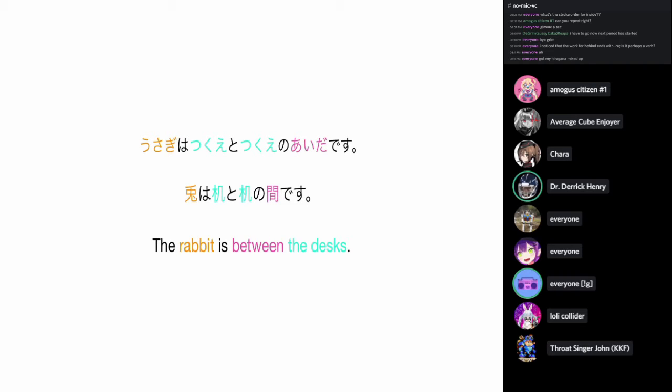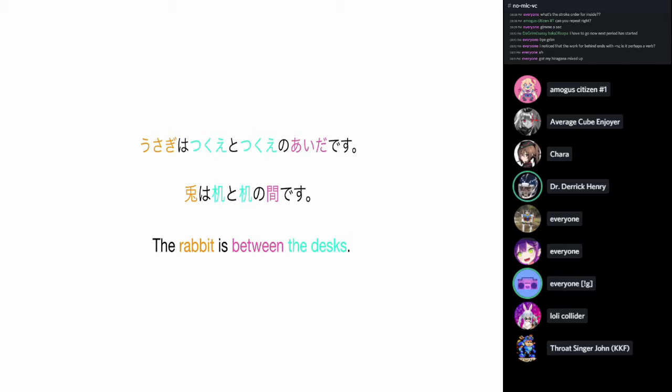Here's the example with aida that I was talking about. So the way to use aida is to say what it is between, which if it's between two distinct objects, that's very similar to English. It's between the table and the chair, for example. That's something you would say. One thing that you can't do in Japanese with aida is to say that it's between this table. You can't say it's between the tables or between the desks. You would have to say it's between the table and the other table.